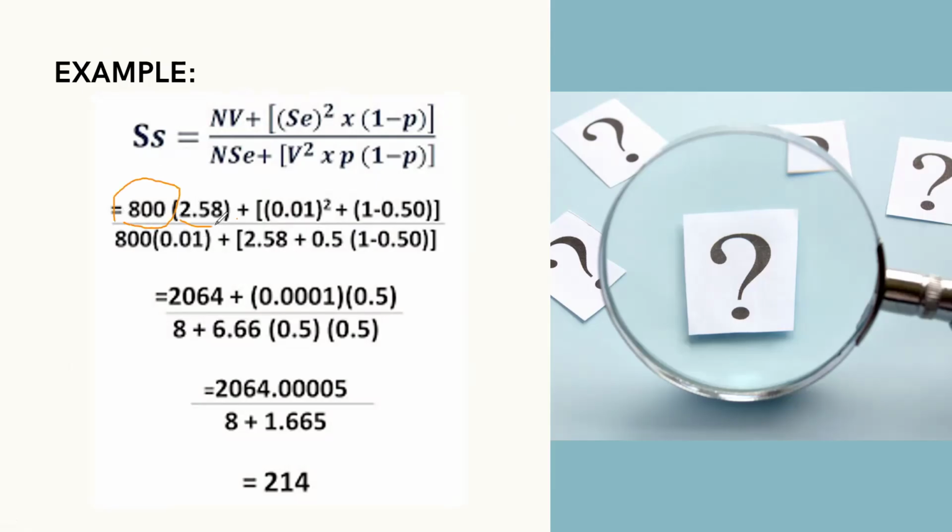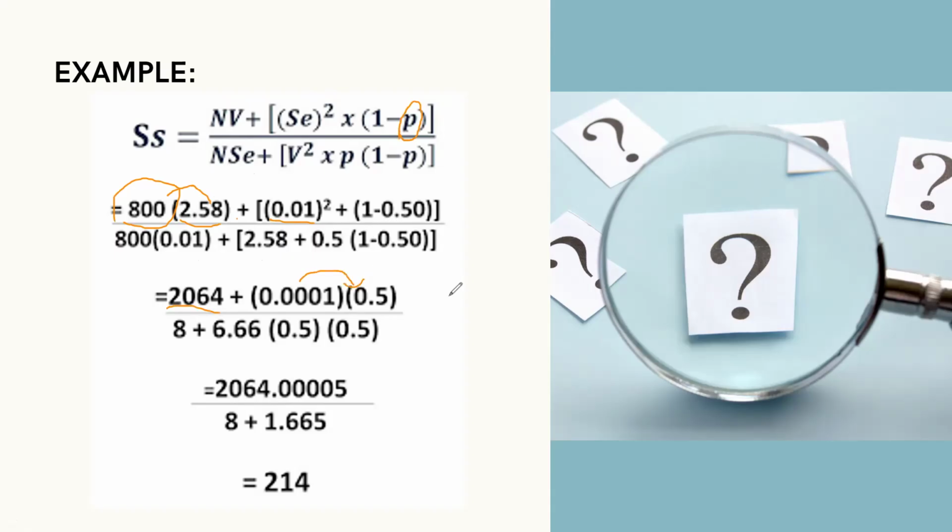This 2.58 here is given. This is our standard value. And of course, still the 0.01 is given, in which this is the level of probability. Next, we're going to subtract 1 minus P, which is 0.50. And in this case, if we try to substitute everything, as you can see, we still follow the PEMDAS rule. 800 times 2.58, that's 2064. 0.01 squared plus 1 minus 0.5. We have here this one.